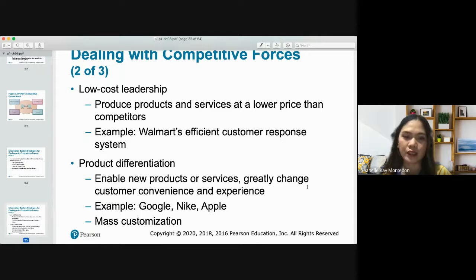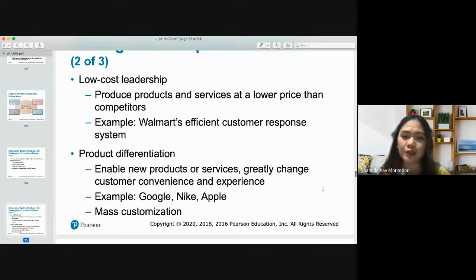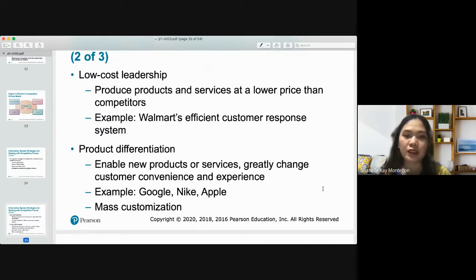Another strategy is product differentiation. So yun nga, in order for a company to retain or attract customers, they will do product differentiation. They enable new products or services or greatly change customer convenience and experience. Example, si Google. Di ba before, boring tingnan talaga yung Google Maps. So, ngayon gumawa si Google ng Street View. We can see our houses na sa Google Maps, but it is not really updated. Pero yung streets, we can see that it is accurate.